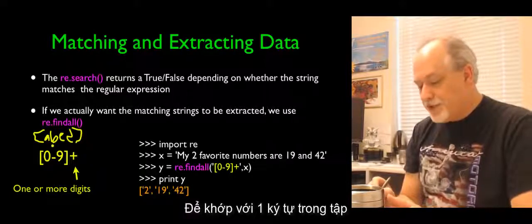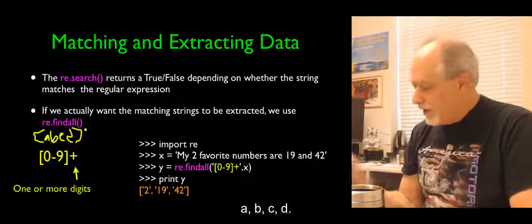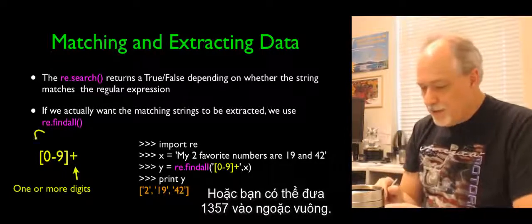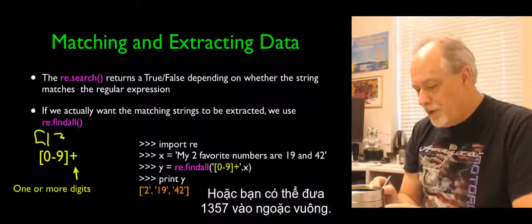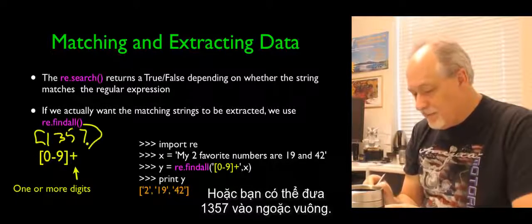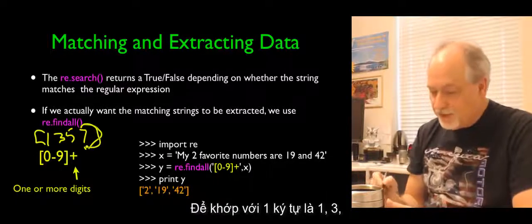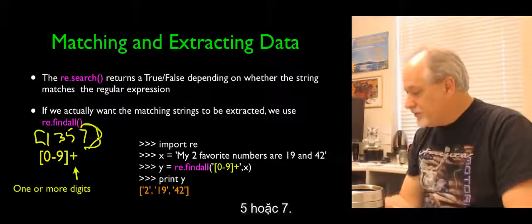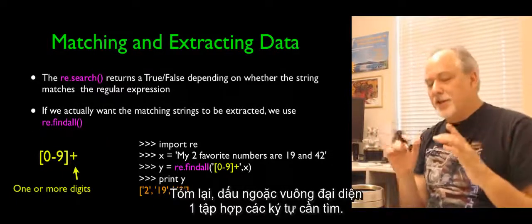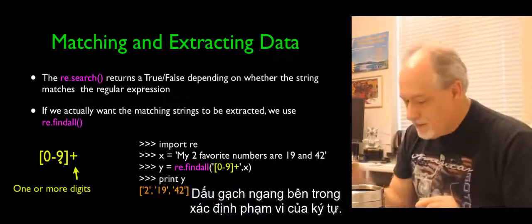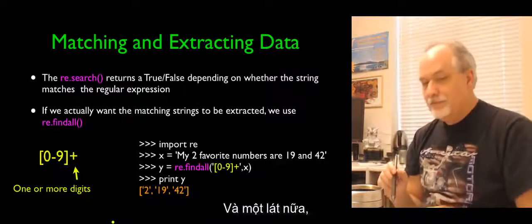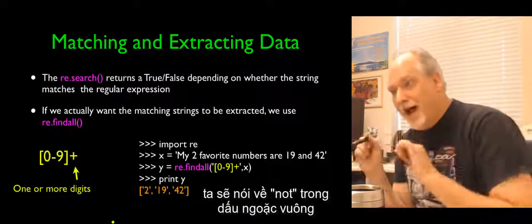And that would say, I'm going to match a single character that's A or B or C or D. Or you could say 1, 3, 5, 7, bracket. That's a single character that's either a 1 or a 3 or a 5 or a 7. So the bracket is a list of matching characters, and the dash inside the bracket means range. We'll see in a second that you can stick a not inside the bracket.